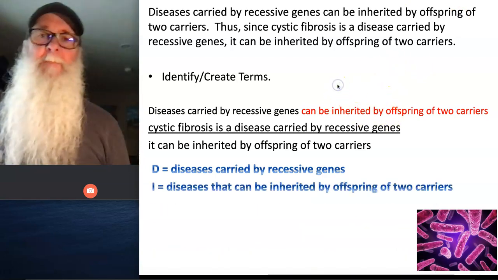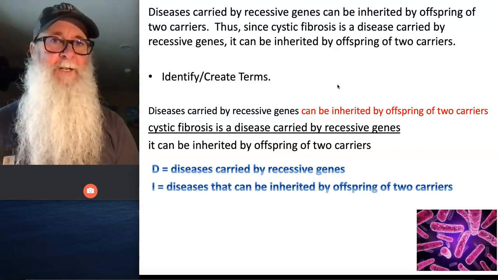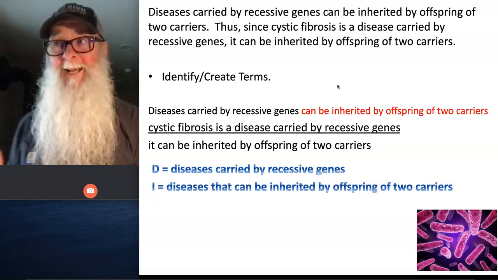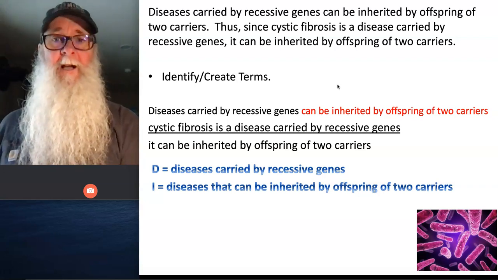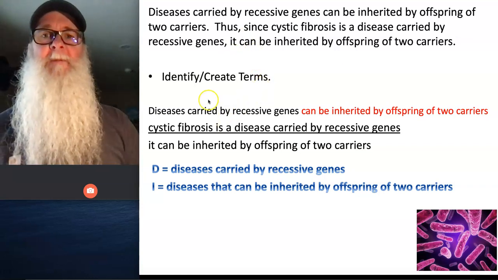So I've got to figure out a way to create a term that will represent this part of the argument. And I think we can do that with something like this. Diseases that can be inherited by offspring of 2 carriers. That's a plural noun phrase. I can count how many of those there are. And we're going to use I to refer to that term. And we're just going to keep moving through the argument looking for terms.